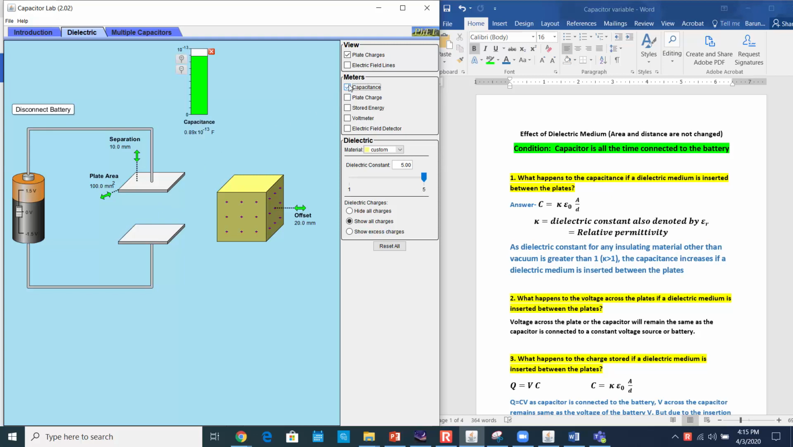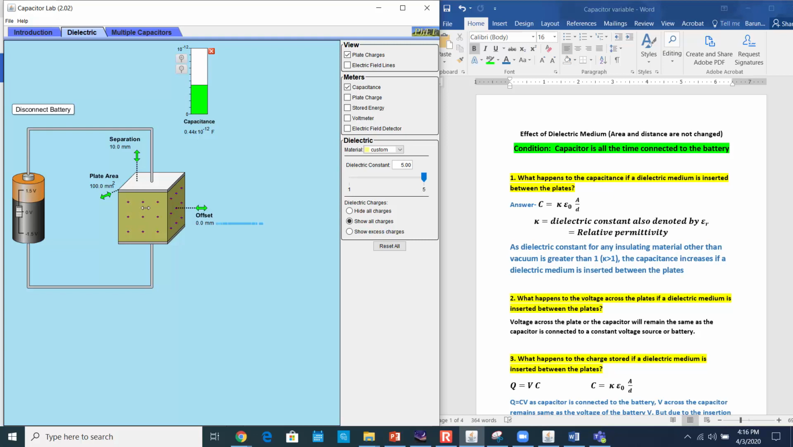So let's find out the value of capacitance. The value of capacitance is about 0.89 times 10 to the negative 13. And let's see what happens to the capacitance. Does it change? Does it go up or does it go down? Let's see. Now, the moment I am inserting the dielectric, you see it is going up. So what did you see here? The moment you put the dielectric between the plates, the capacitance goes up. So it increases the capacitance.